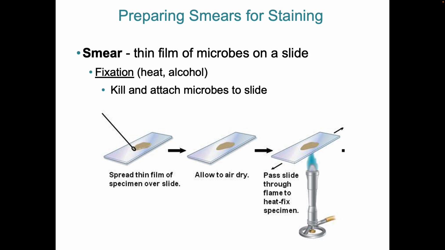You can use heat, sometimes you can use alcohol. In the lab here we use heat. So you pass it briefly through a Bunsen burner, through a flame, in order to cause the cells to adhere to the slide. We do it briefly because you can also cause them to explode if you boil them.